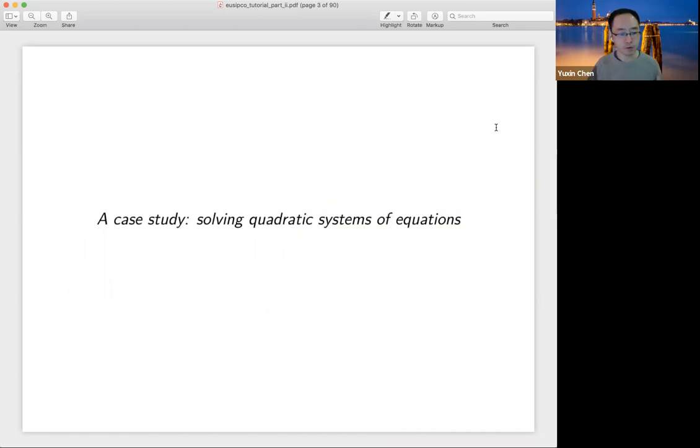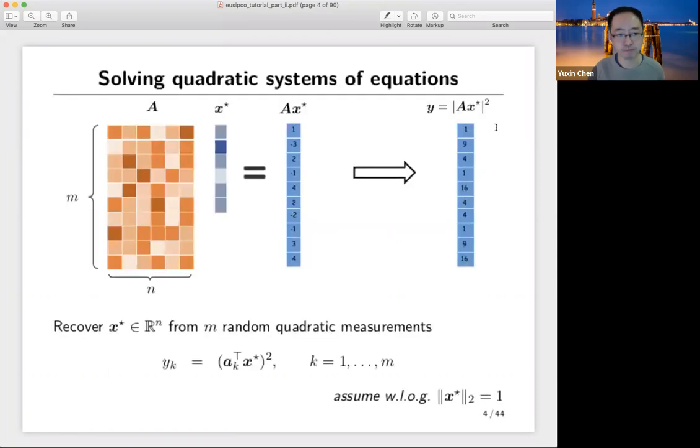Okay, so for concreteness, what I'm going to do is to focus mostly on a case study on a well-known problem called solving quadratic system of equations, which actually is sufficient to reveal a lot of interesting phenomena underlying non-convex statistical estimation. Okay, so what is the problem?